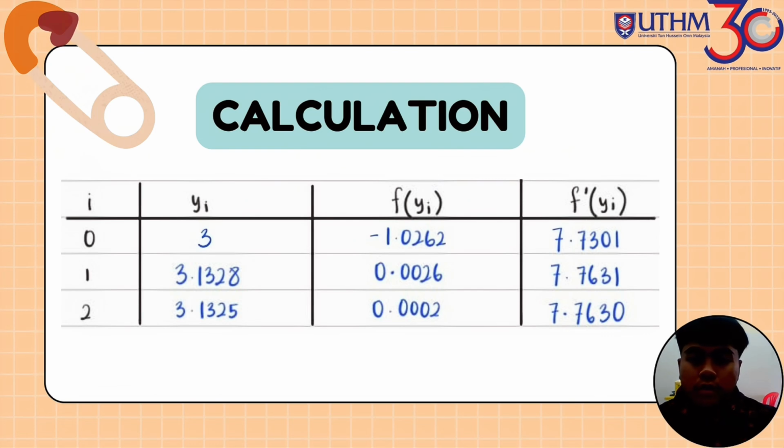To get the new value of y for iteration 1, we use the formula a minus b over c, which is yi minus f(yi) over f prime(yi), and then we get the value of 3.1328. The calculation continues until the stopping criteria is met, which is f(yi) less than the epsilon value, which is 0.0005.